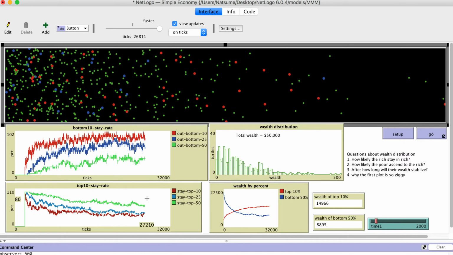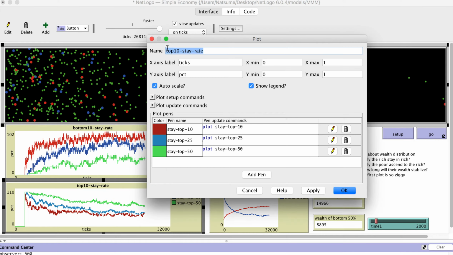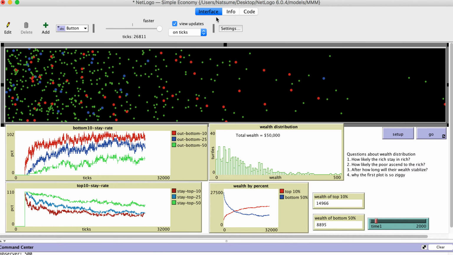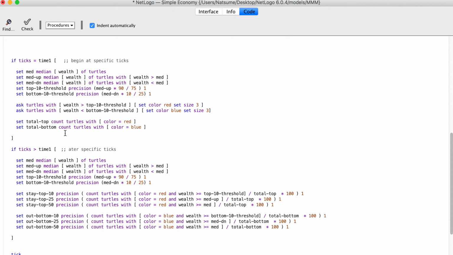Let's focus on the graph at the bottom. Okay, let's focus on these three values. How did we create these three values? Here we go.